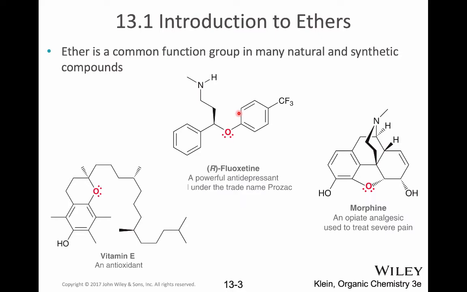Just like with all the other functionalities we've been talking about, ethers are prevalent in a lot of natural products, a lot of biologically relevant molecules. You see in vitamin E, there's an ether, a cyclic ether here. In fluoxetine, a powerful antidepressant known as Prozac, there's an acyclic ether here, and this is a chiral molecule, which is also interesting. And in morphine, which is important now because morphine is related to things like OxyContin and heroin, those epidemics, you see a cyclic ether here. So cyclic ethers and acyclic ethers are found throughout nature.